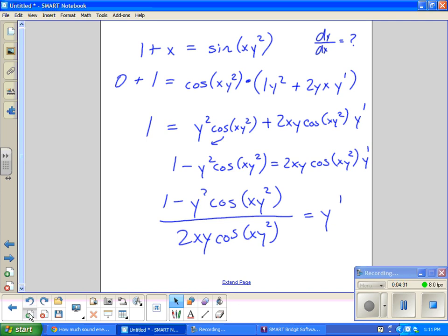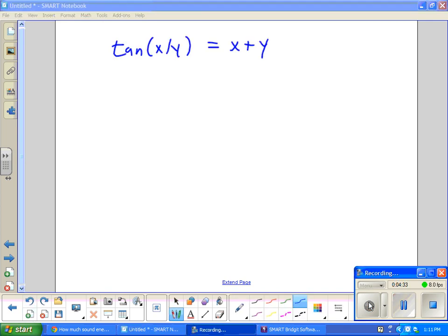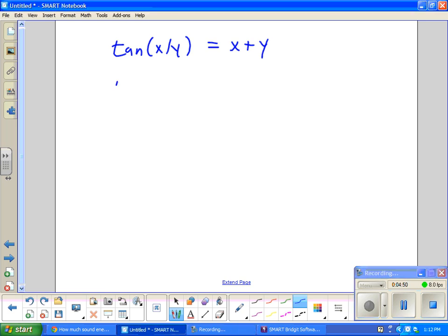One more. So we have tangent of the quotient x over y equals x plus y. Again, 3 terms, but I see on the left that I'm going to have a chain rule and a quotient rule, or maybe a chain rule and product rule, depending on how you want to set this up. I'm going to set it up as a chain rule and a product rule.